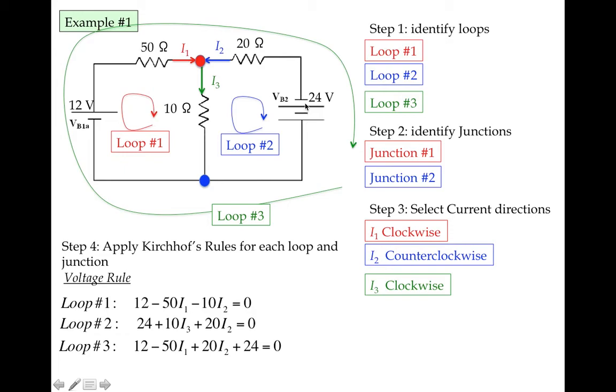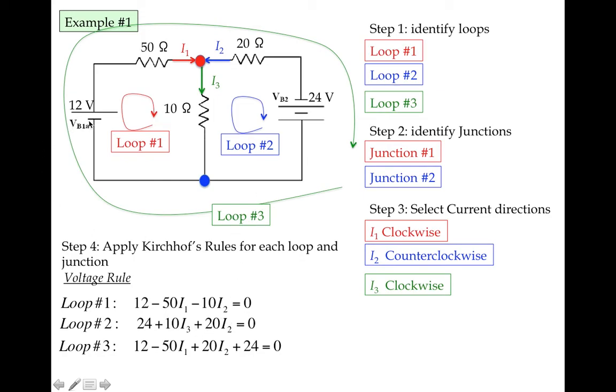And loop number 2 is this guy here. If I start here and I'm going to go this way, so 24, and then plus, because I'm going against the direction of the current, that's plus 10 I3, and then again I'm going against the current, so that's 20 I2. So that's my second equation now.